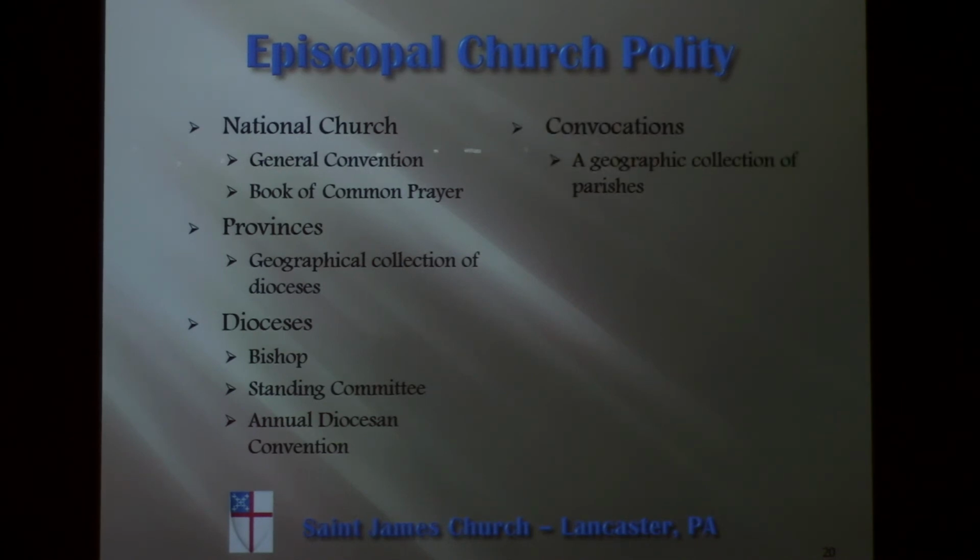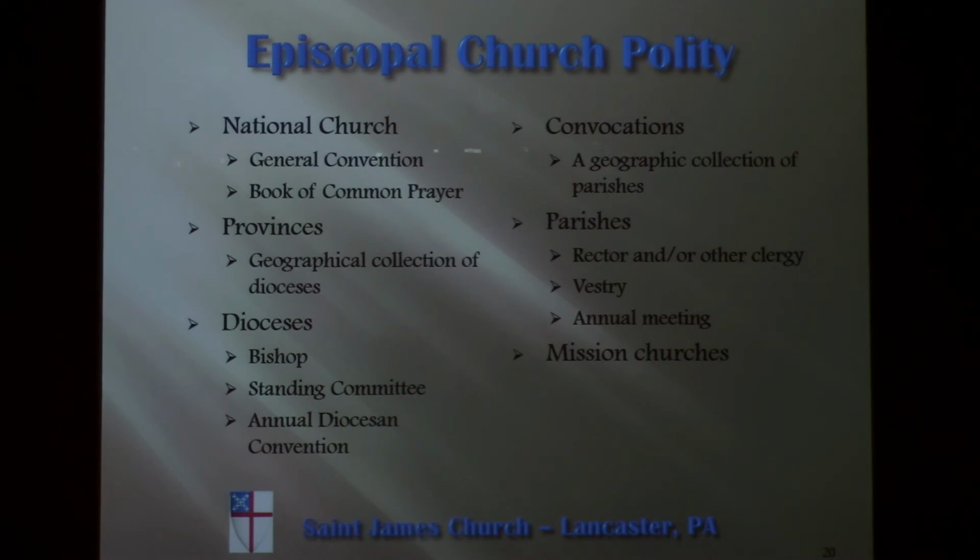Inside dioceses, we have convocations, a geographical collection of parishes. Our convocation is the Convocation of Lancaster, the 10 Episcopal churches in Lancaster County. And inside the convocations, of course, are parishes with a rector or other clergy, a vestry, and an annual meeting.